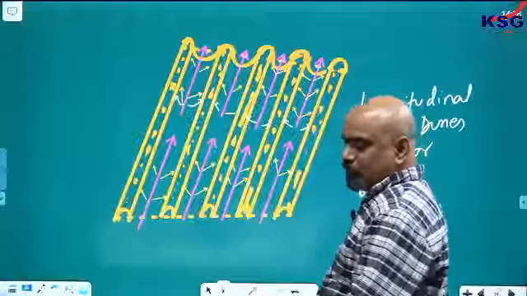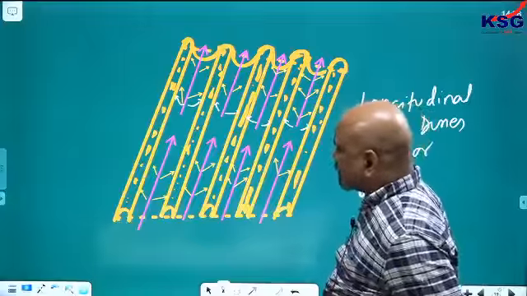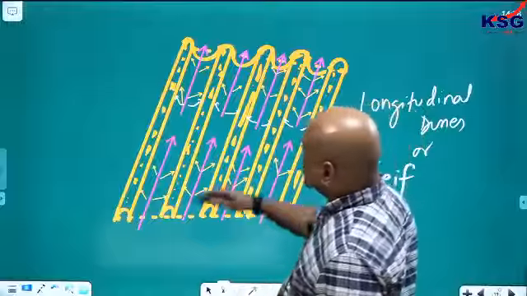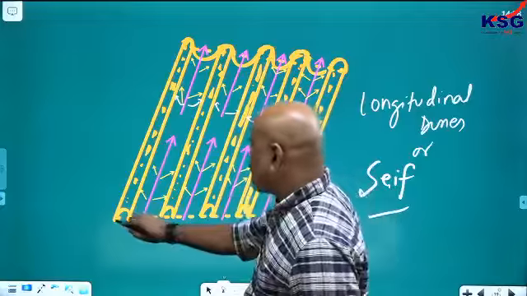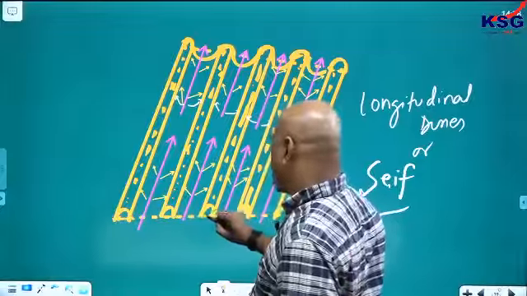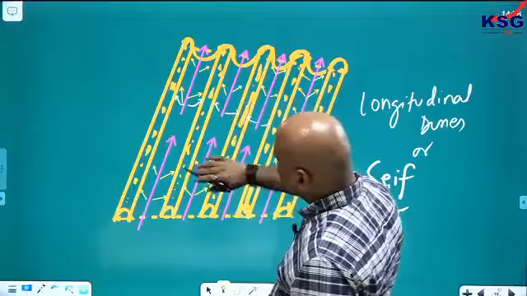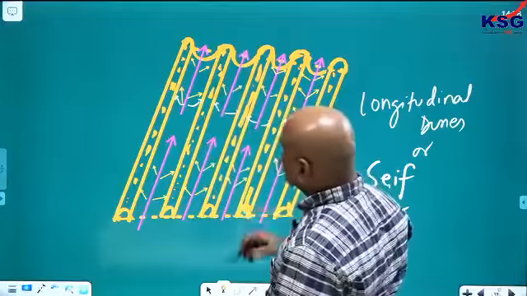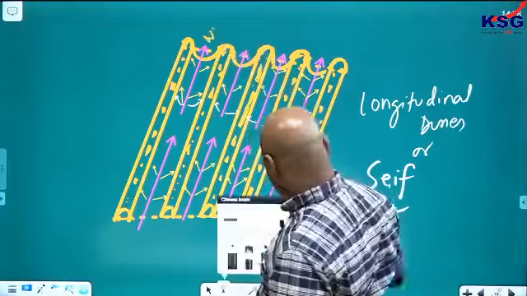Longitudinal dunes. We will find out wherever consistency of the wind is there in a particular direction. Here you can see sand dunes parallel to each other. These are wind free corridors. This is a wind free corridor.